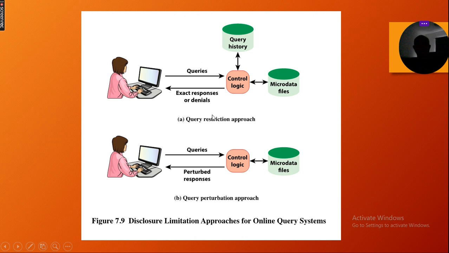The first one here is query restriction. In databases, we always have to create a query restriction in order to create a logical control of our system. For example, you send a query, the control logic sends a message to the query history and gets feedback before the user is able to access the microdata file. Either you get an exact response or you get a denial, because if you are not supposed to access it, you'll be denied.